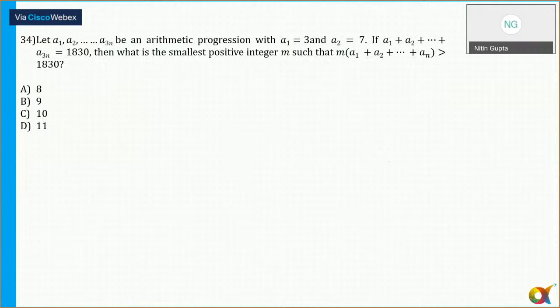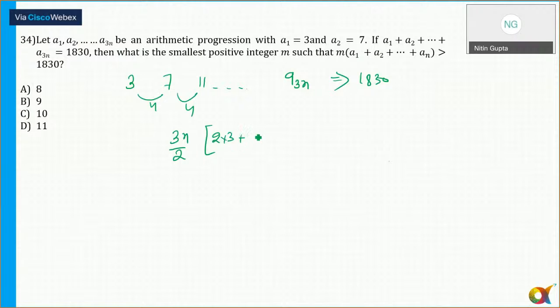So these are in AP with A1 equal to 3 and A2 equal to 7. So first term is 3, second term is 7. The common difference is 4, and 4, and 4. 7 plus 4 is 11 and so on. And the sum of first 3n numbers is equal to 1830. So what is the sum? n by 2, so 3n by 2, into 2 into 3 plus 3n minus 1 into common difference 4, and that is equal to 1830. So this is what I need to solve.